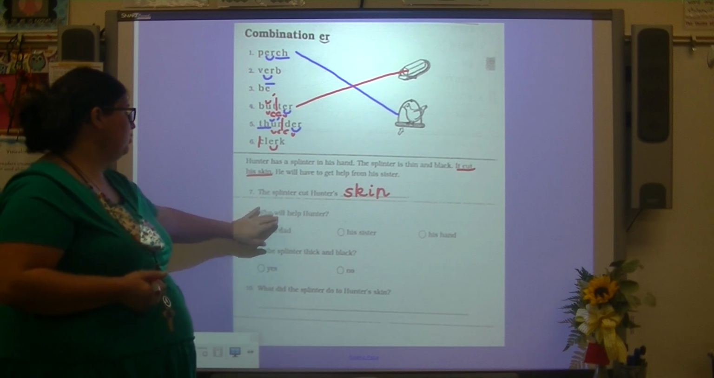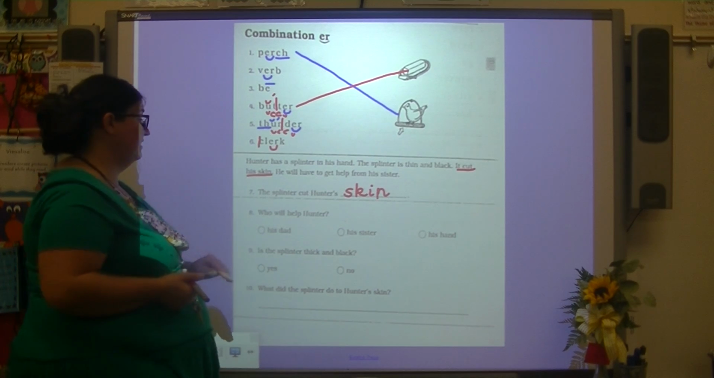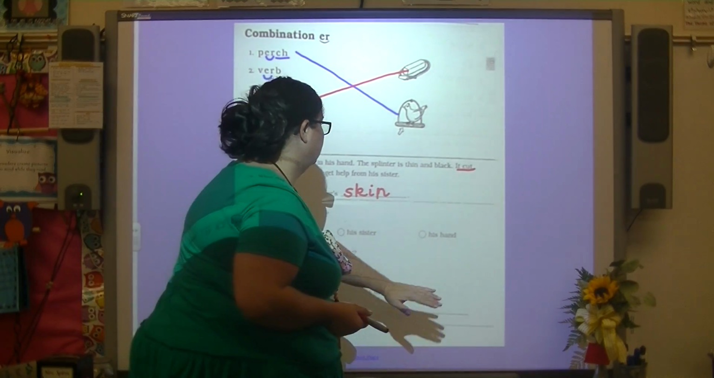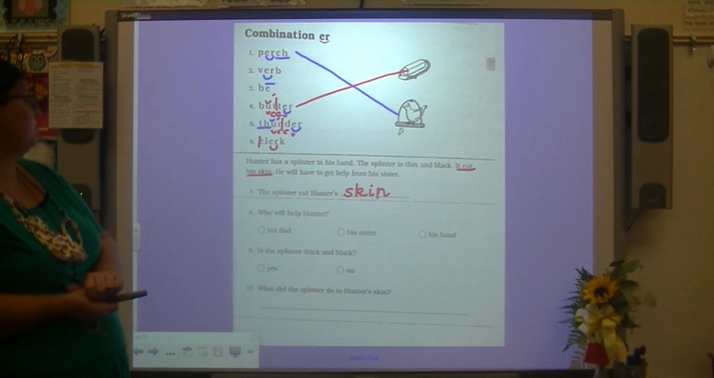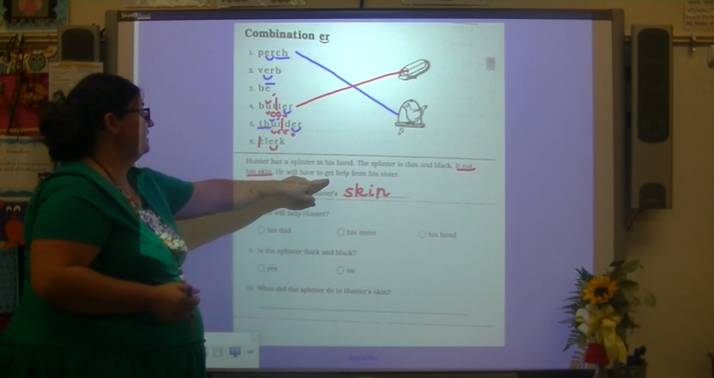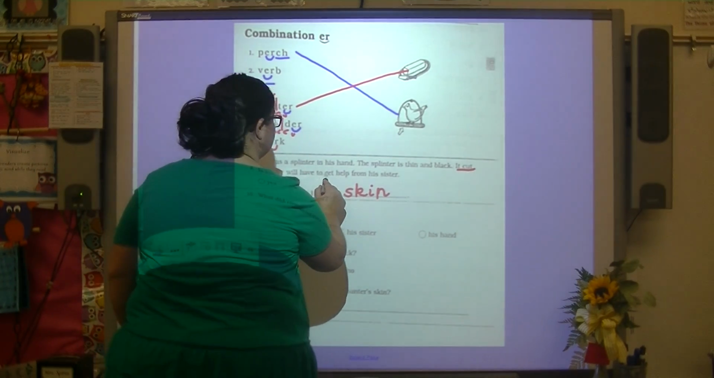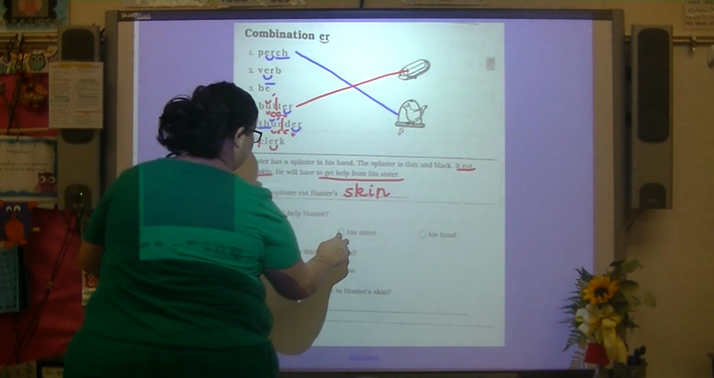Number 8, who will help Hunter? Our choices are his dad, his sister, or his hand. All right, so who will help Hunter? He will have to get help from his sister. So who will help him? His sister.